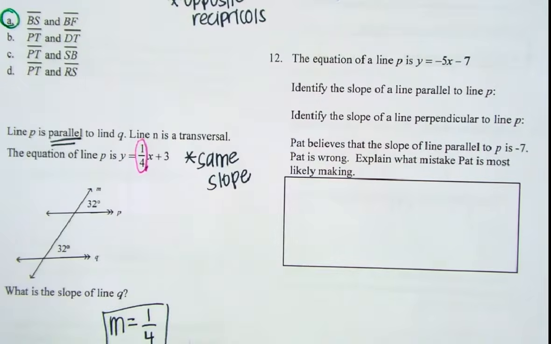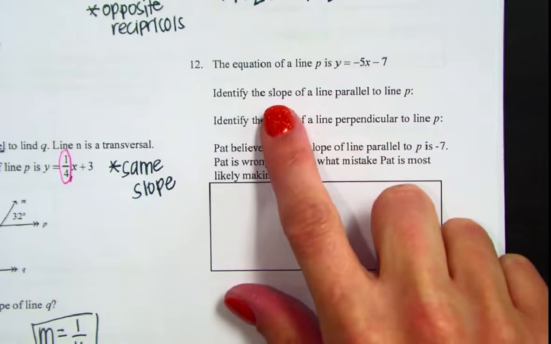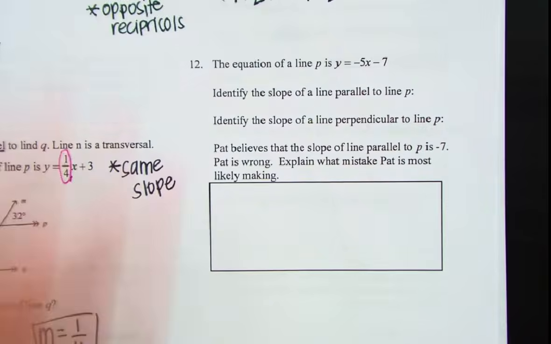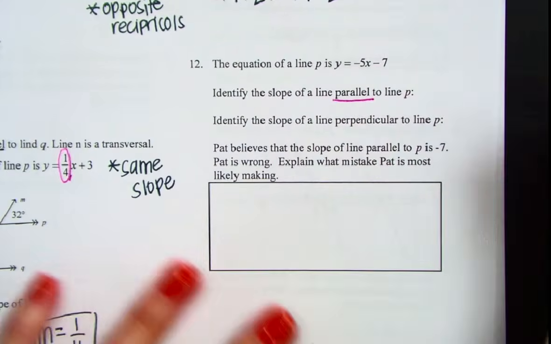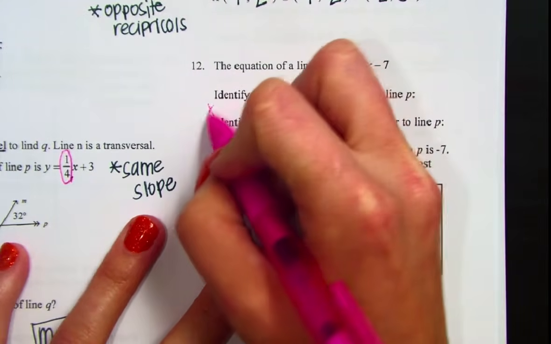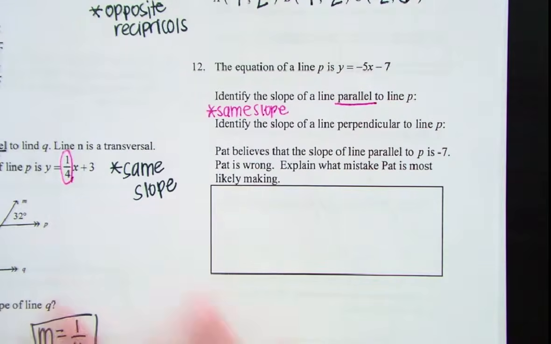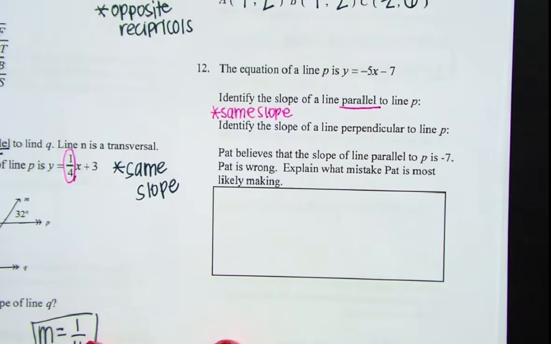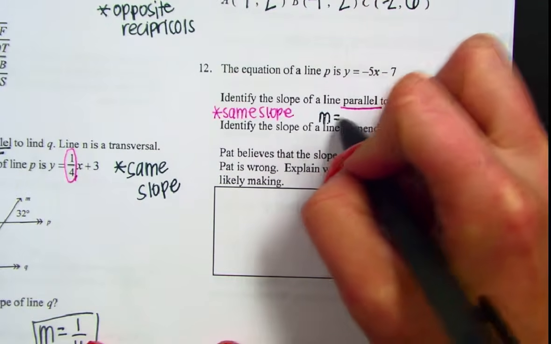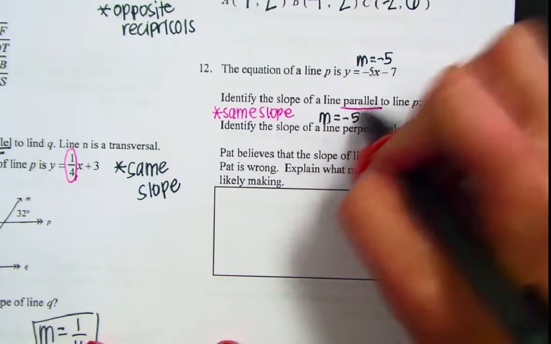Number 12, the equation of a line P is given: y equals -5x minus 7. They want us to identify the slope of a line parallel to line P. Parallel means same slope. So a line parallel to P would have a slope of m equals -5. Since the slope of line P is -5, you're going to use the same slope.